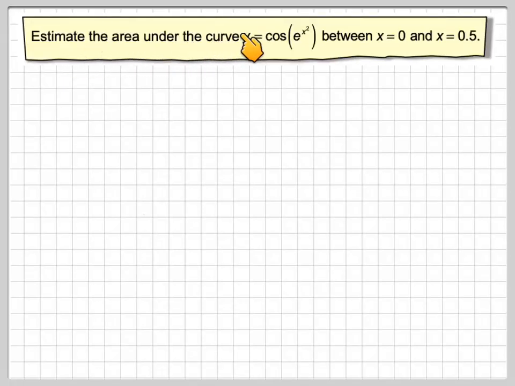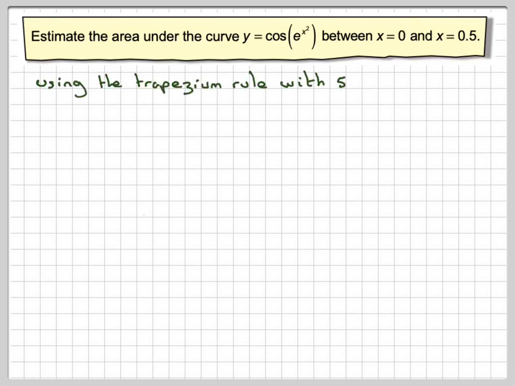Estimate the area under the curve y equals e to the cos x squared between x equals 0 and x equals 0.5. Okay, so we're going to use what's known as the trapezium rule with 5 intervals. Normally this will be told to you in a question.